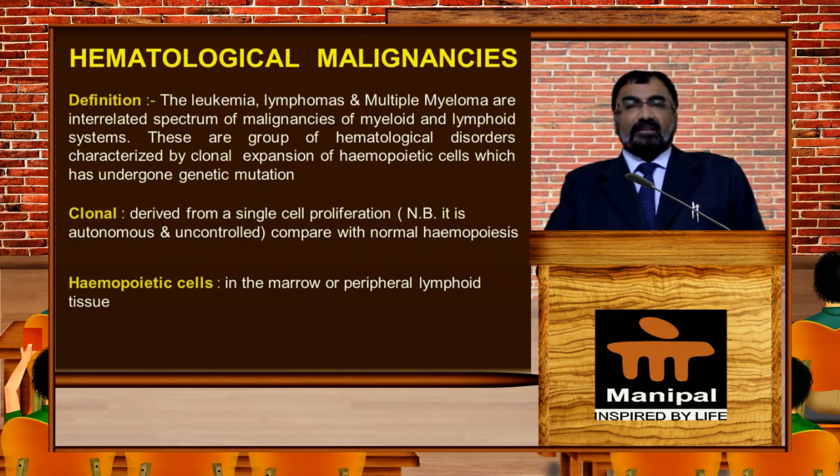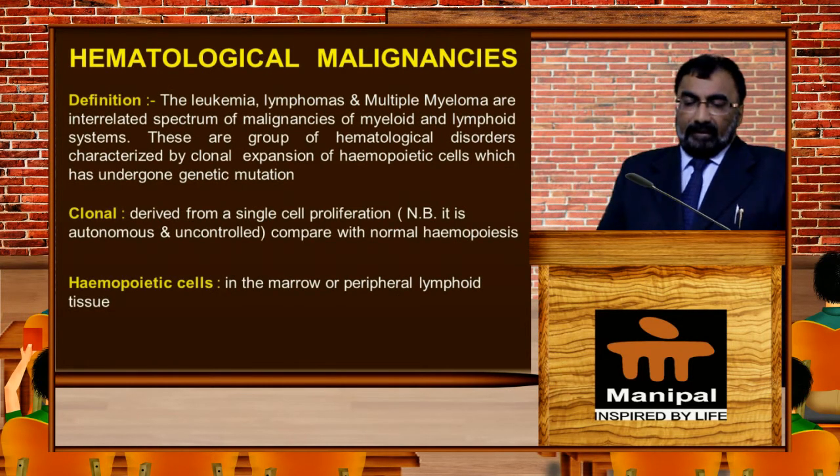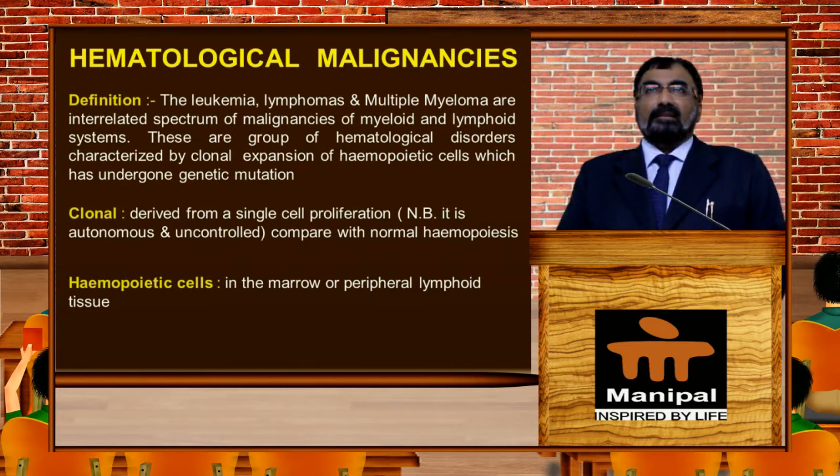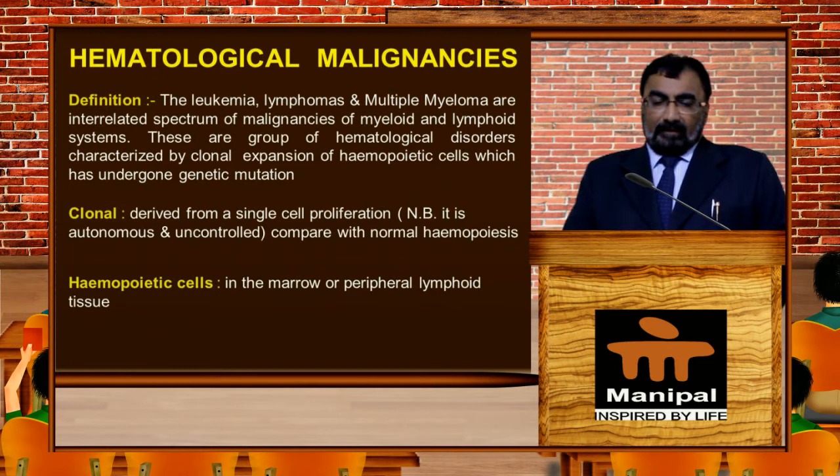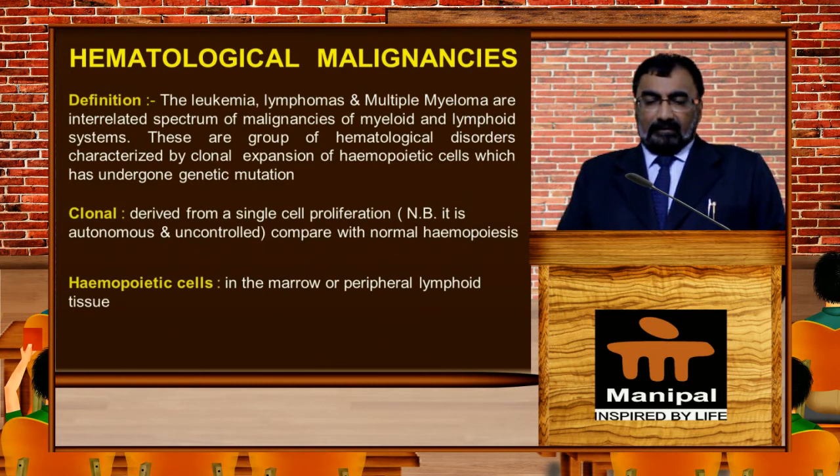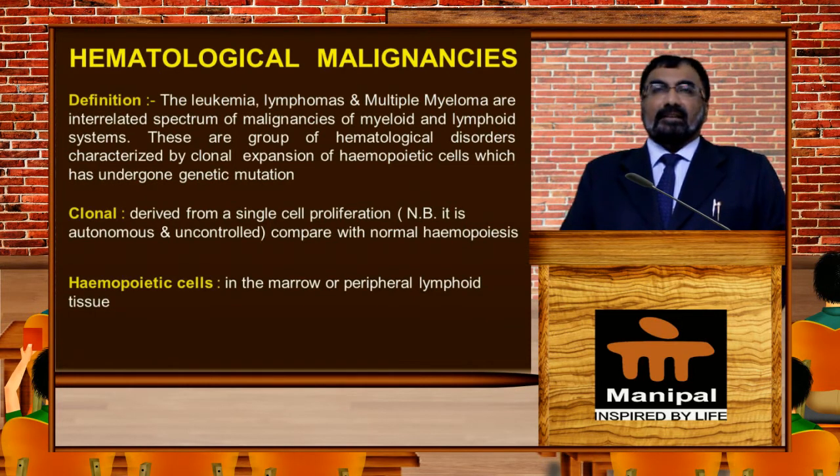As you know, by definition, hematological malignancies are the leukemias, lymphomas and multiple myeloma. They are an interrelated spectrum of malignancies of the myeloid and the lymphoid series. This group of hematological disorders is characterized by clonal expansion of hematopoietic cells which have undergone genetic mutations.